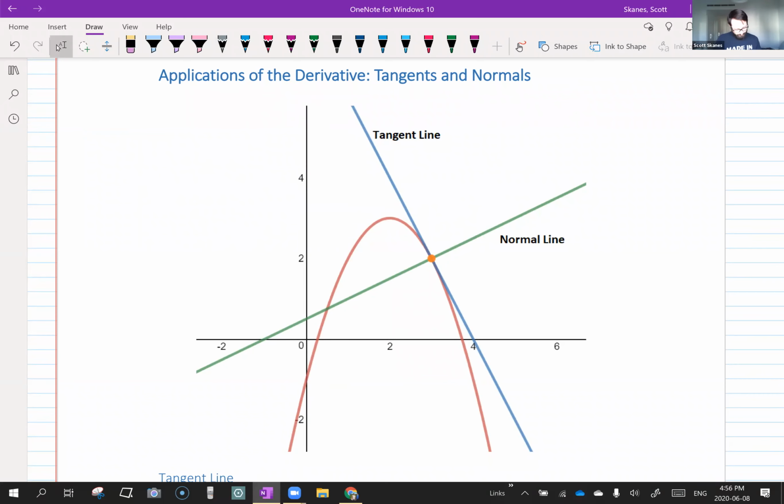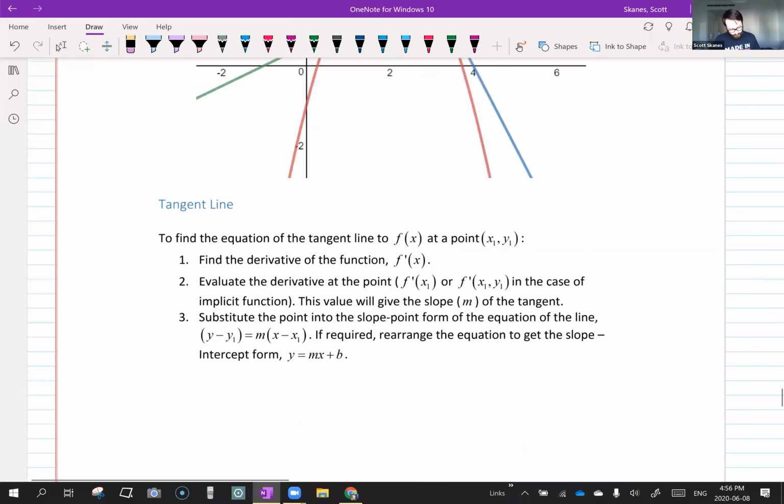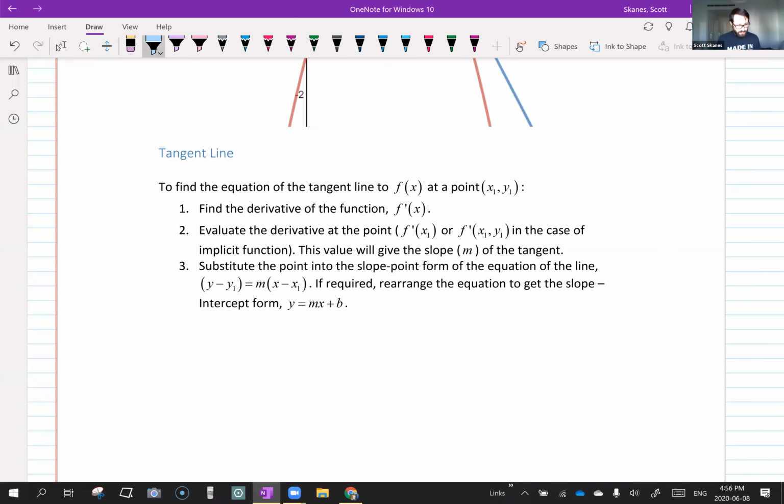Spoiler alert, we've done the tangent line. This is the tangent line. It's the line that touches our curve. If this is our curve, the line touches it at one single point. And we've actually already gotten the equation of the tangent line, so I'll just review the steps. There's 3 basic steps to find the equation of the tangent line at the point. First step is get the derivative. The second step is evaluate the derivative. And sometimes we're given 2 different pieces of information. You can either put in just the x value, or you can put in the x and the y value.